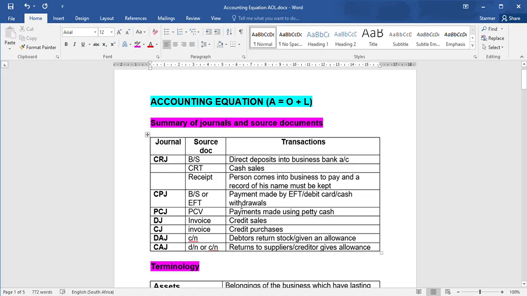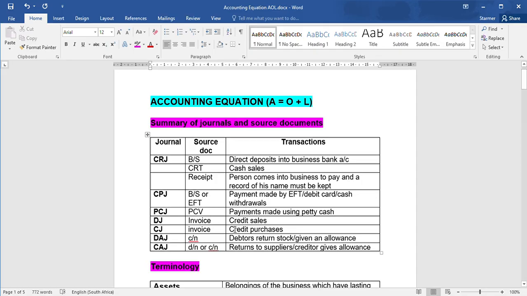Right, then for the cash payments journal, that's basically payments made by EFT or by debit card, or withdrawing cash. And your document for that is either the bank statement or EFT. If you make payments using petty cash, those get recorded in the petty cash journal, and the document here is the petty cash voucher. It's quite an important document to keep good internal control over your petty cash. You need to know what the petty cash is being used for.